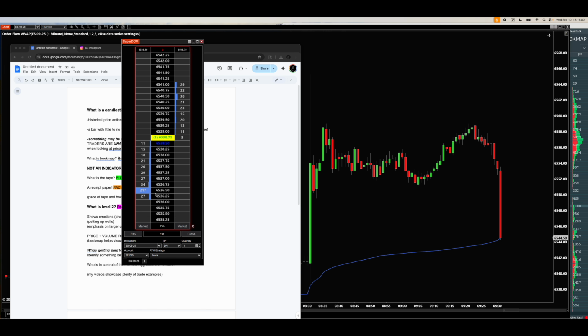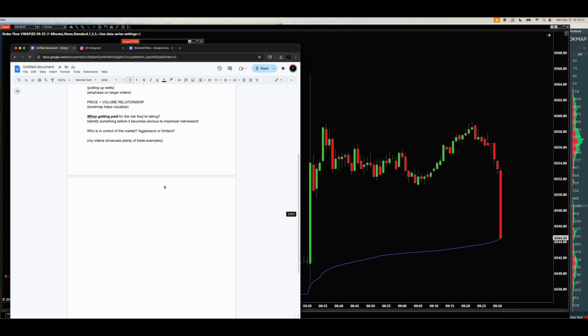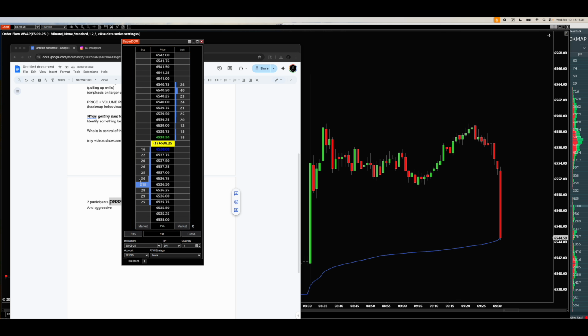As you can see here, we have orders sitting on the bid. These are passive buyers sitting in the market below price. And these are passive sellers with offers sitting in the market above price. Okay? A market only has two types of participants, passive and aggressive. Passive participants sit on the limit. They sit here and they wait for the market to come to them.